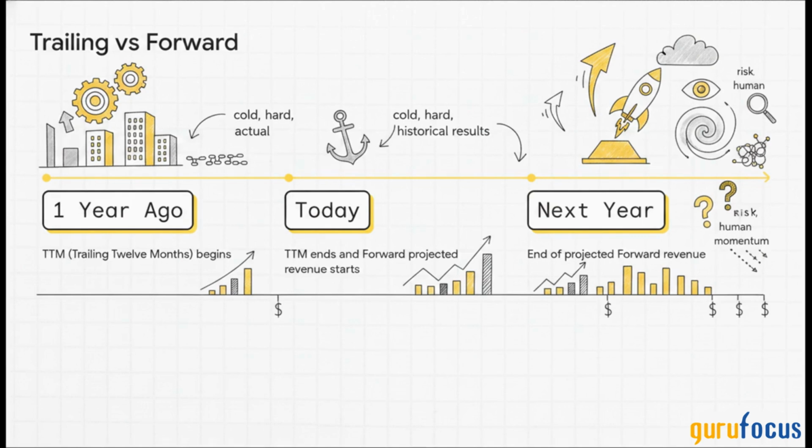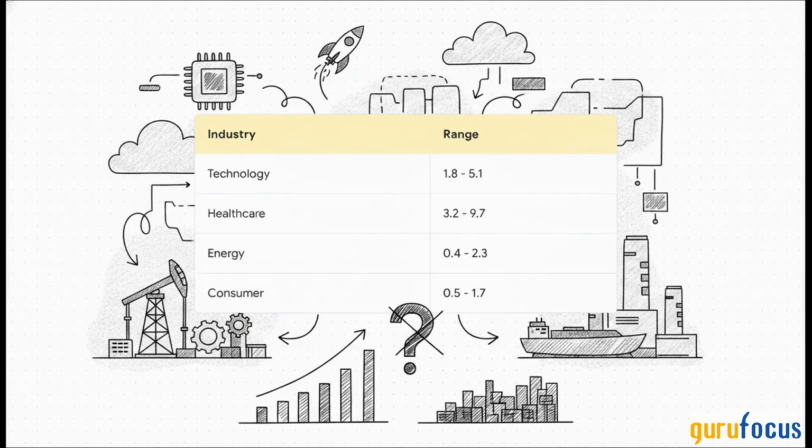It reflects expected momentum, which is awesome. But remember, forecasts always carry the risk of human error and bias. Now, what's really interesting about this slide is the sheer financial culture shock between different sectors. Just look at these valuation ranges over the last decade.